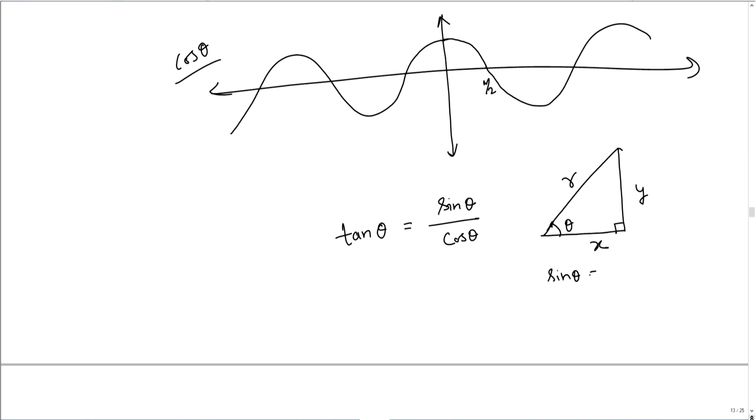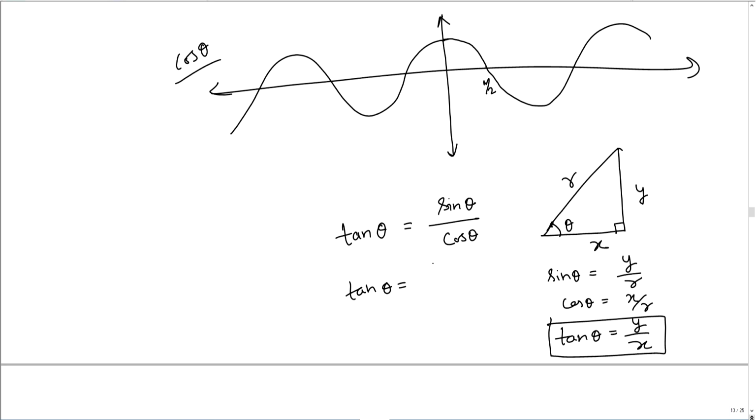Now sine theta is y by r. What is cos theta? Cos theta is x by r. Tan theta is sine theta divided by cos theta. That means it would be y by x, because r will cancel out. So tan theta in a right angle triangle is perpendicular divided by base. Okay, that's tan theta.